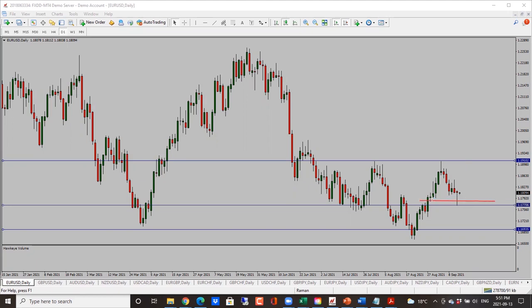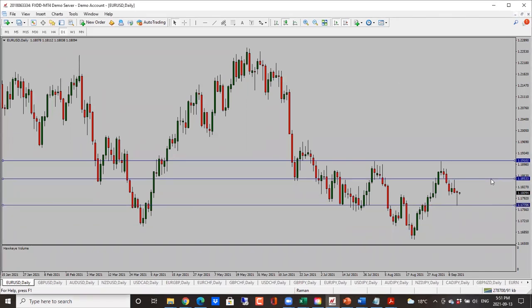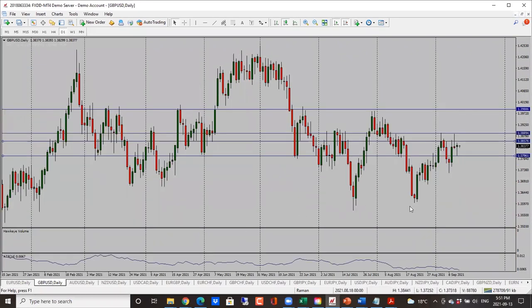We may see price either drop into 1.1790 or 1.1780 and then go higher from there. At this point it shows rejection, so we're looking for price to move higher, and in this case the target here would be 1.1850. So neutral to bullish bias here for euro dollar.